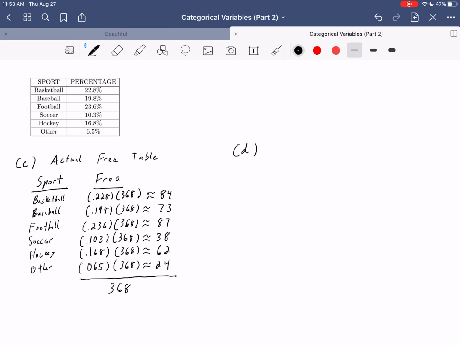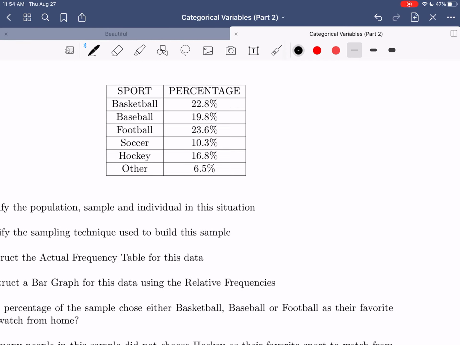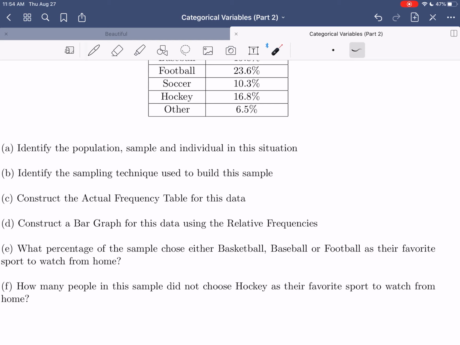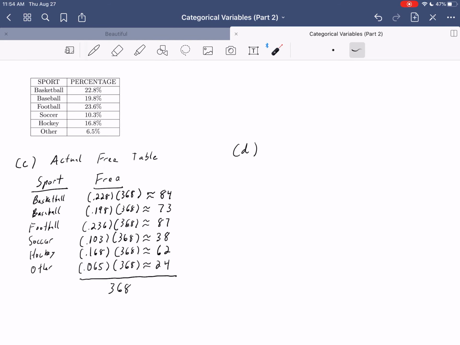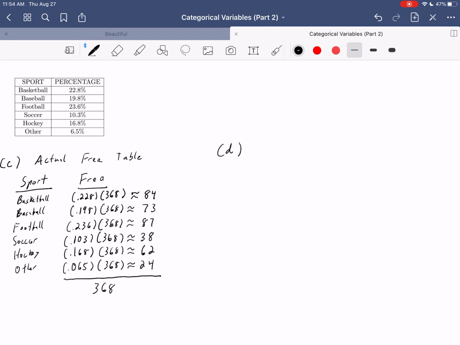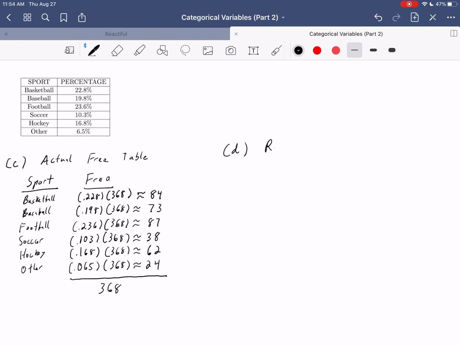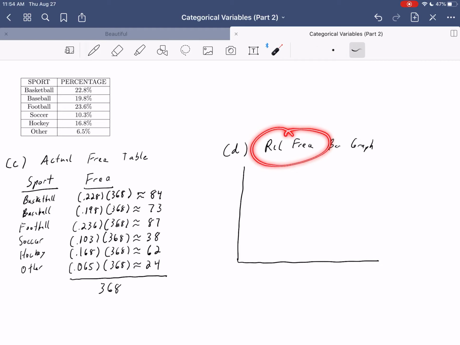So for D, I believe we wanted to construct a bar graph, and we want to use the relative frequency. So we want to use these percentages for our vertical axis here. So this will be a relative frequency bar graph. Keep in mind, you can use both the actual frequencies or the relative frequencies when building a bar graph. You just have to read what's being asked for. So in this case, we'll go ahead and make our vertical axis based on these relative frequencies.